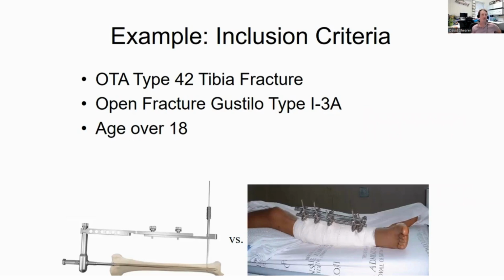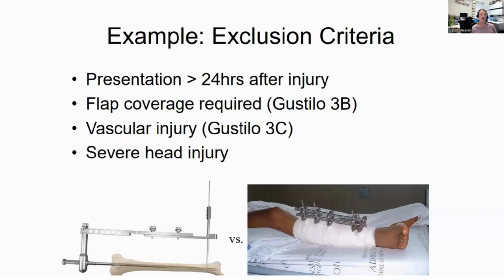We're going to specify that it's Gustilo type 1 to 3A because for the injuries requiring flaps, there are a lot of other issues there that may behave very differently, with much higher rates of infection independent of anything that has to do with our fixation, similar with vascular injuries or other things. And then kids have a very different response to treatment than adults. They heal fractures differently. So we're going to specify adult patients for inclusion criteria. So this is the initial first pass of patients that we think could be eligible to be in our study. And then we're going to apply our exclusion criteria.